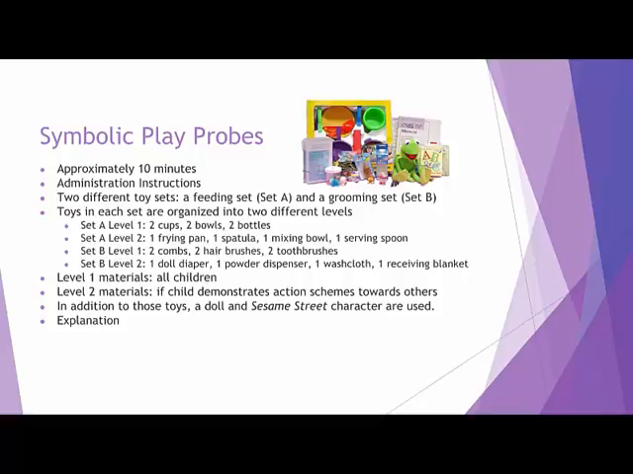"The baby is hungry," or "Show me how you feed Big Bird." Next, the evaluator will remove the first toy set and offer the child the second toy set. For example, if the child began with set A, the evaluator will offer set B, and vice versa. If the child demonstrates single action schemes towards others, the evaluator will add level 2 and allow the child to play for a few more minutes. The symbolic play probe should not be repeated after the second set.